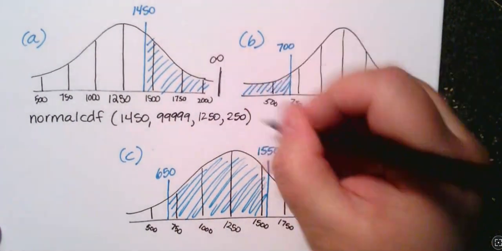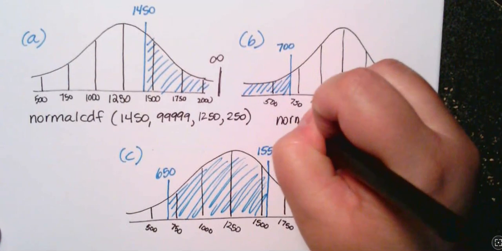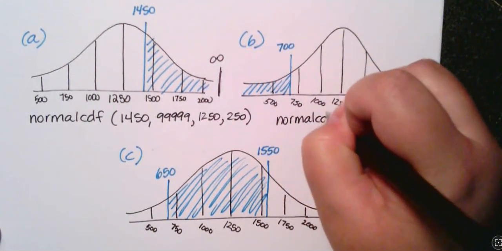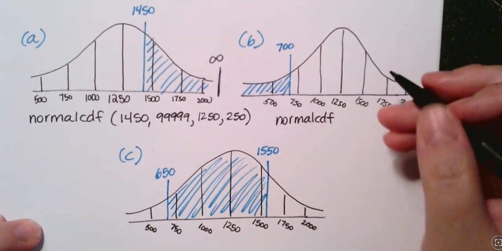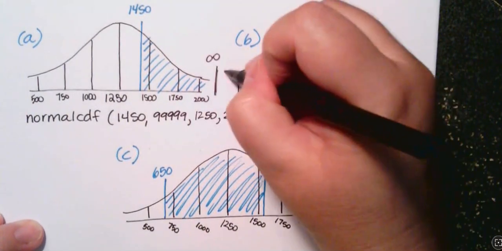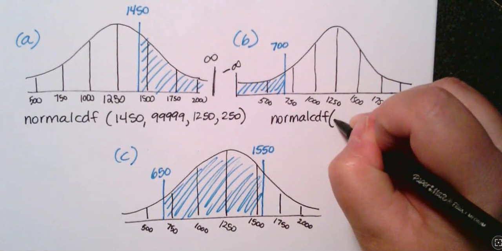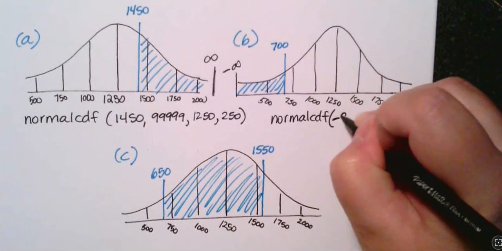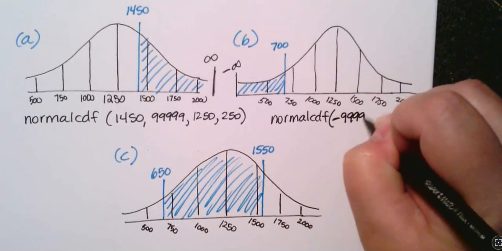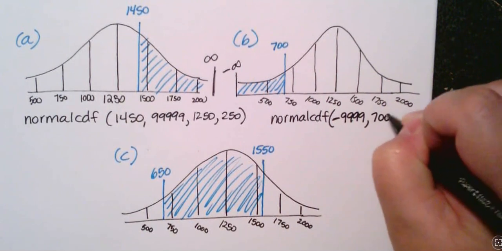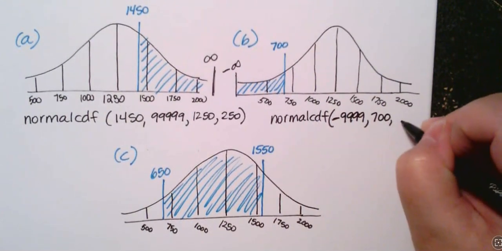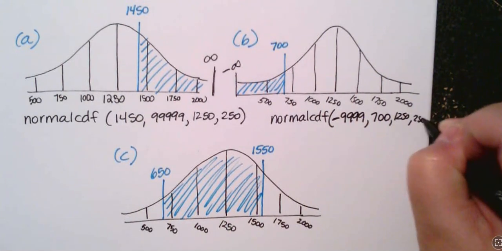Okay, next one. Sorry I wrote so big. Kind of squeezed you, part B. The left-hand side here is like negative infinity, so we're talking a really big number in the negative direction. So say like negative 9,999. Then the right boundary is 700, and then 1250 and 250.